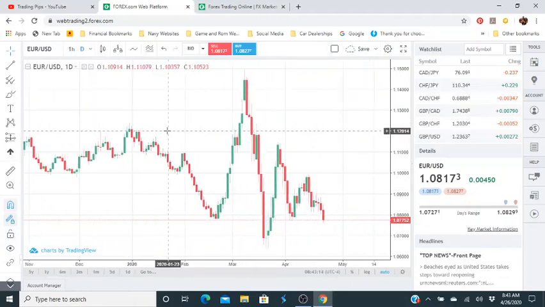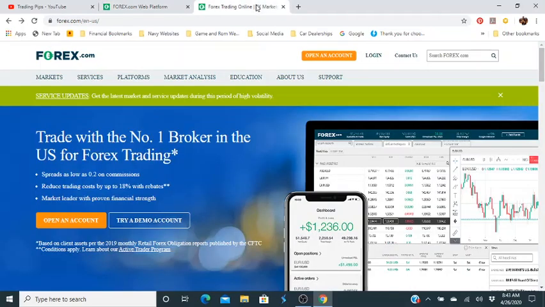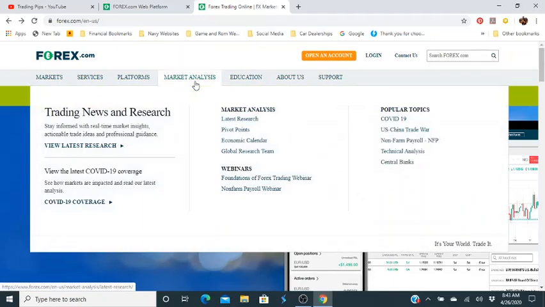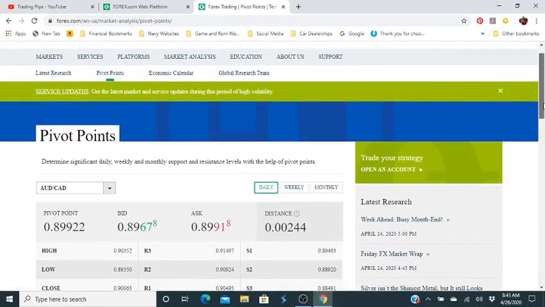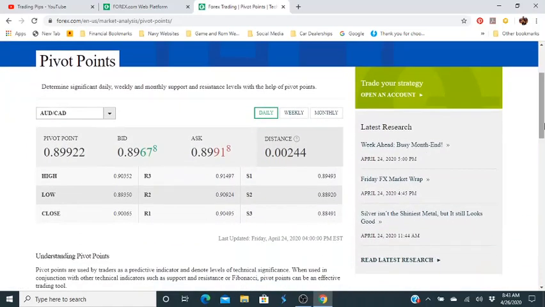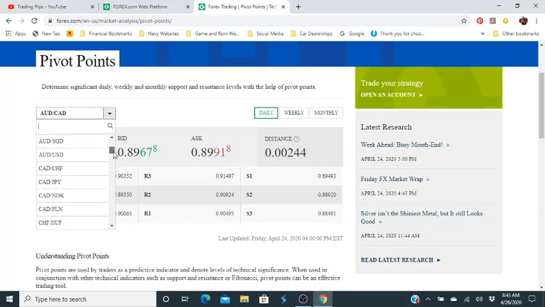So how to set up our support and resistance line. Once you log into your forex.com account, you have your chart set up and you have it set at daily, we're going to once again go to the forex.com website, and instead of logging in, we're going to click on market analysis, and we're going to go down to pivot points. Once we have our pivot point up, we have AUD CAD. We're going to change this to Euro USD.